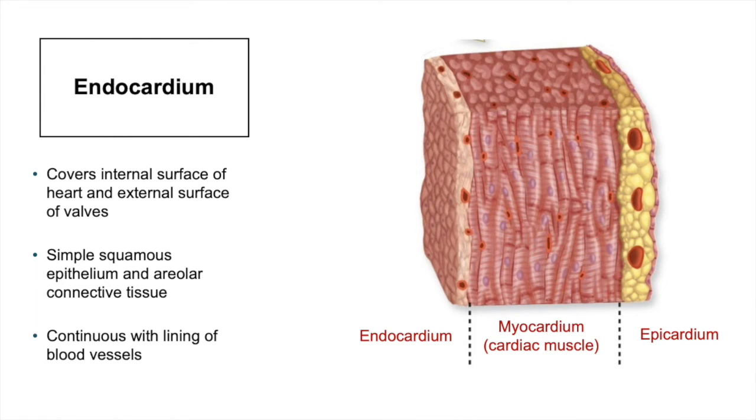And then our innermost layer is the endocardium. Endo meaning within. So this covers the internal surface of the heart, and this is actually continuous with the lining of the blood vessels. So this is going to join and then become that lining of the blood vessels as they leave the heart.